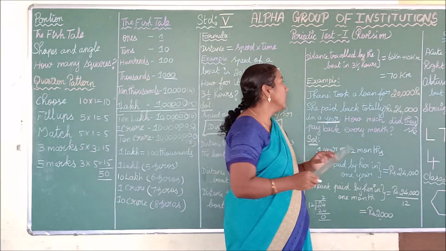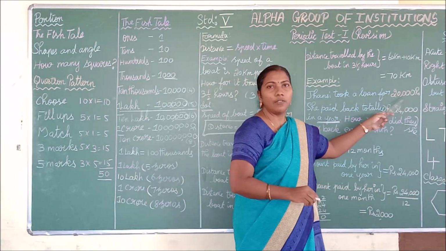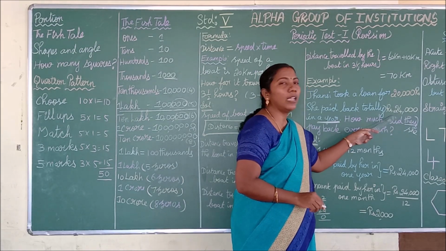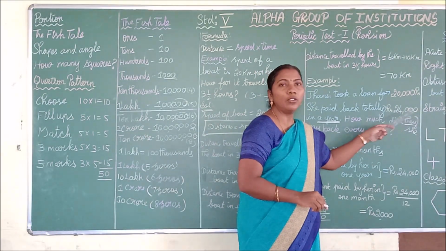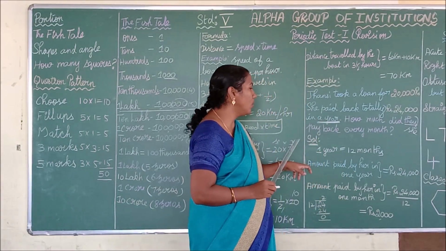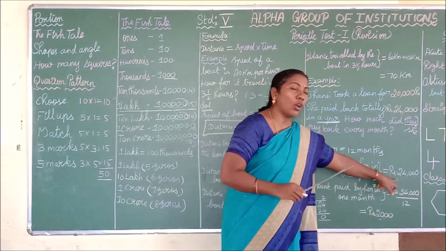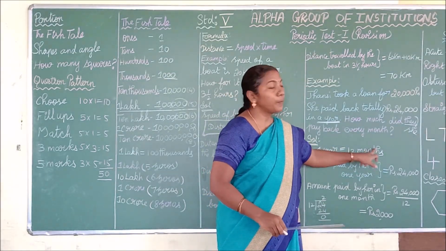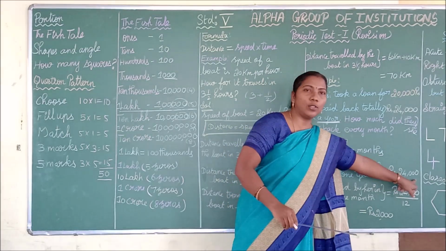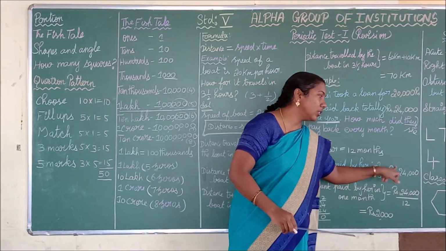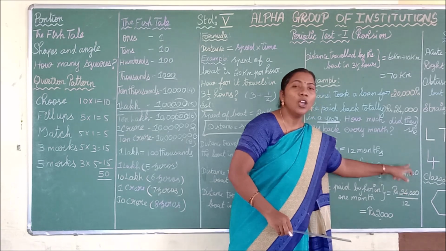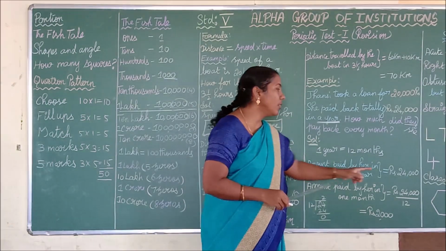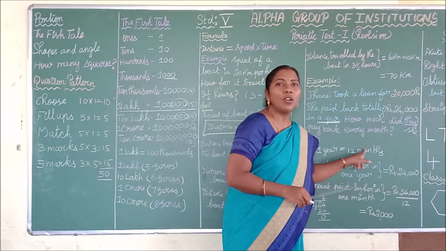Is it clear, children? What is the loan amount? 20,000. We don't worry about this loan amount. We have to use the value paid by Jansi, which is 24,000. We have to take this amount only. What is the amount paid by Jansi in 1 year? 24,000. In 1 year we have how many months? 12 months. For the whole year she is paying 24,000. That is, for 12 months she is paying 24,000. Means for 1 month she will pay how much amount? How can you calculate? You have to divide the total amount by the number of months.